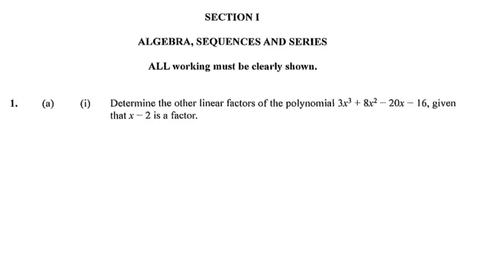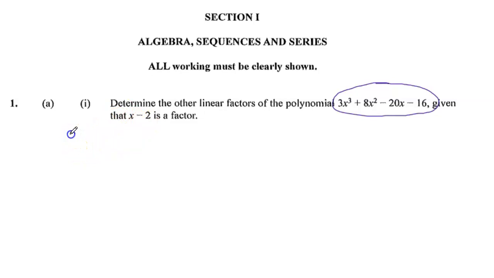Determine the other linear factors of the polynomial 3x cubed plus 8x squared minus 20x minus 16, given that x minus 2 is a factor. So if x minus 2 is a factor, we can divide the polynomial by x minus 2, and the quotient should give us the other factors.